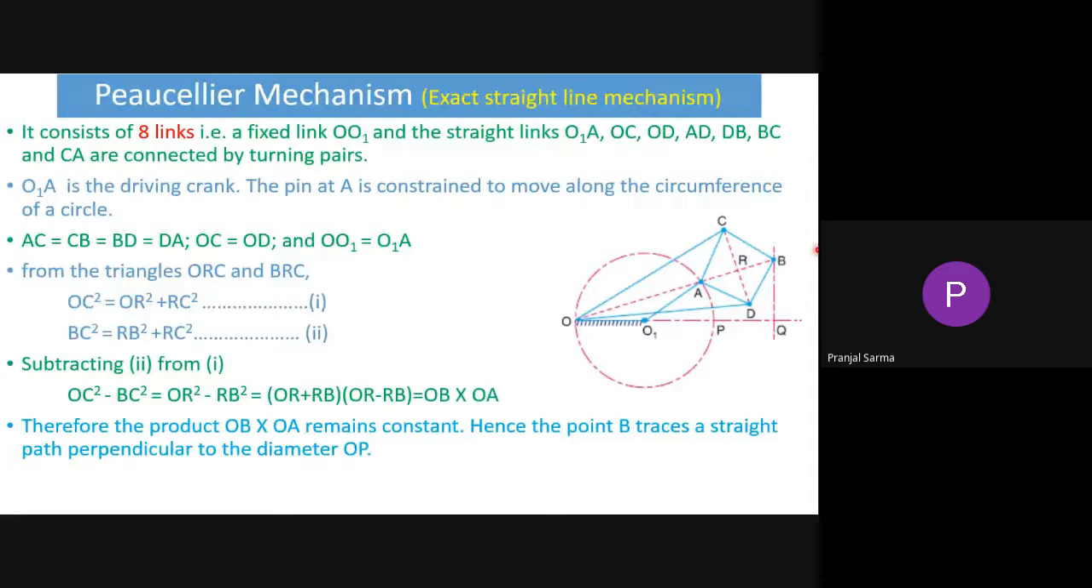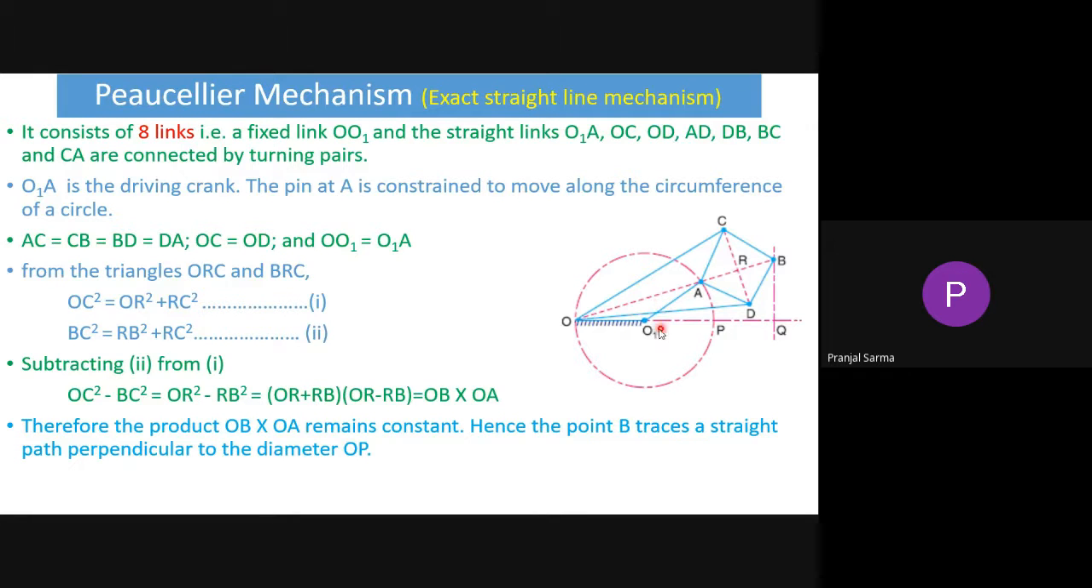Okay, so here, this particular mechanism consists of 8 links. This is OO1. This is the fixed link, you can see. All the links are pin jointed. So the joints are nothing but pin joints. If they are pin joints, that means they are constituting what kind of pair? It's a turning pair that it is constituting.